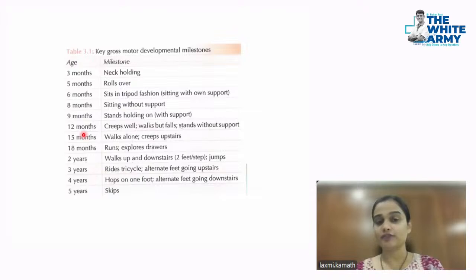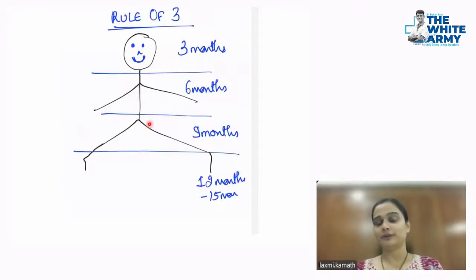So this is broadly how you remember your gross motor milestones. There's one more easy way of remembering this, that is the rule of 3. If you divide the body into 4 parts, this is the head part, so the neck control happens by 3 months of age. Next is your thoracic and the axial skeleton. The axial skeleton support comes around 6 months of age. By 6 months, the child will be able to roll over and also sit with support. Then the thigh and knee, that is around 9 months.